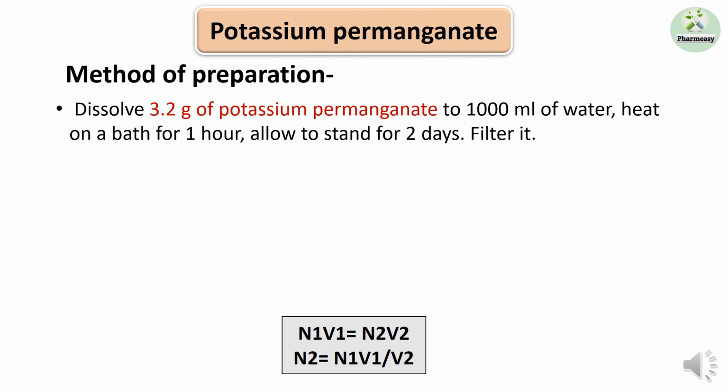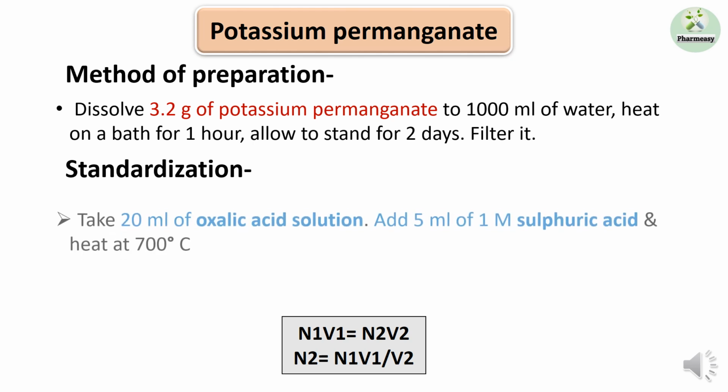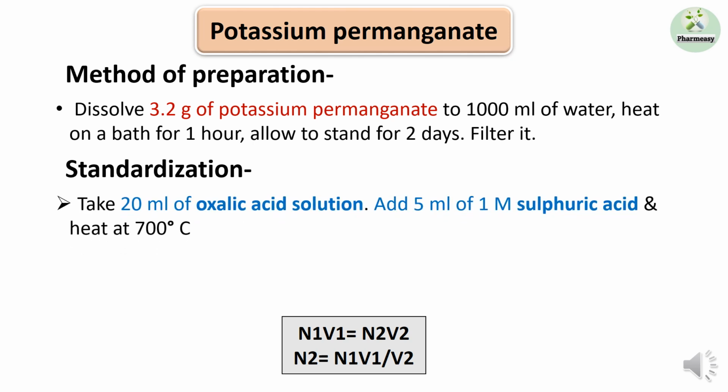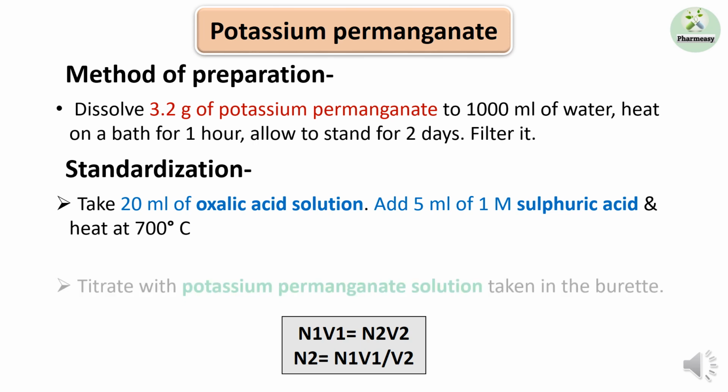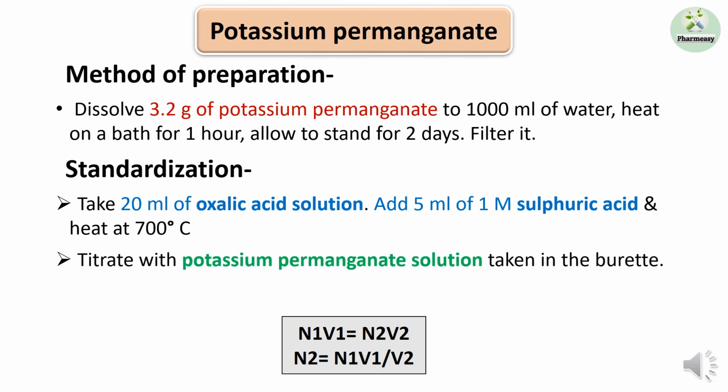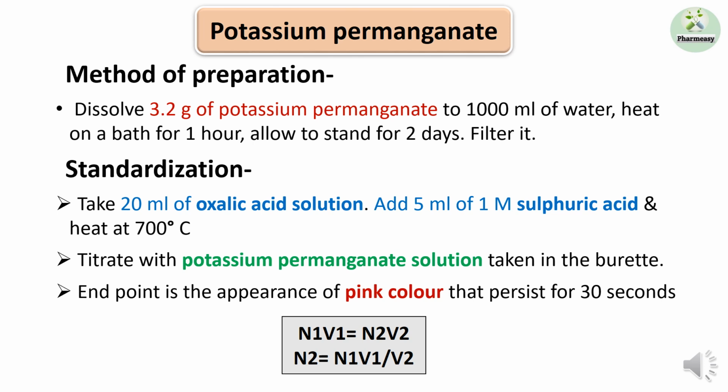And its process of standardization is take 20 milliliters of oxalic acid solution and add 5 milliliters of 1 molar sulfuric acid and heat at 70 degrees Celsius. Then, titrate with potassium permanganate solution taken in the burette. And end point is the appearance of pink color that persists for 30 seconds.